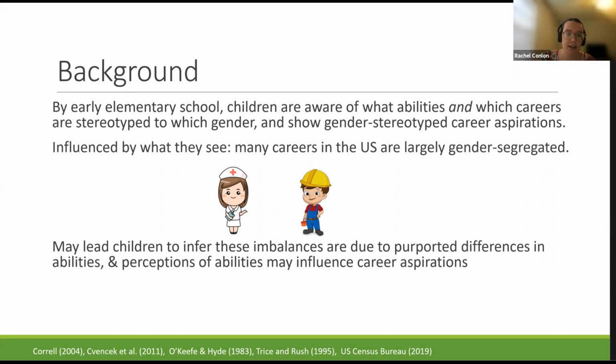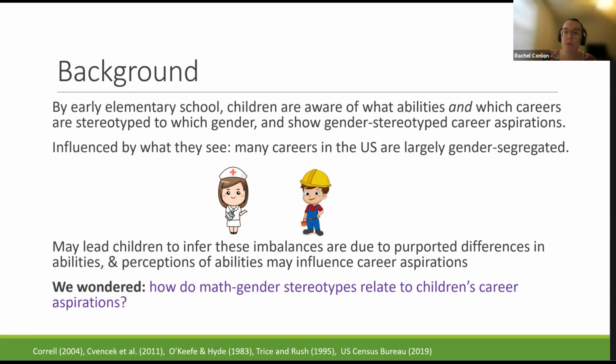And because we're a lab that's interested in math, we wondered how math gender stereotypes specifically, so stereotypes that say that boys have more natural affinity for and ability for math, relate to children's career aspirations.